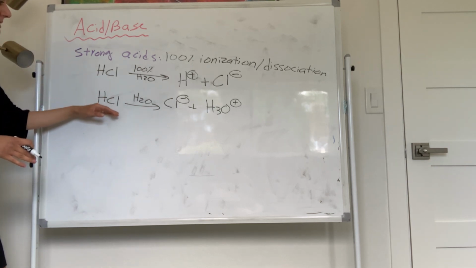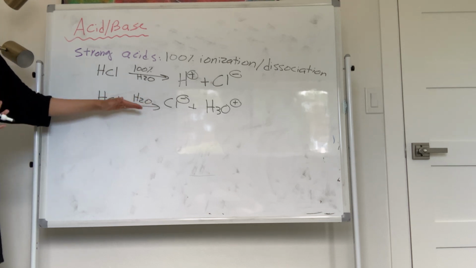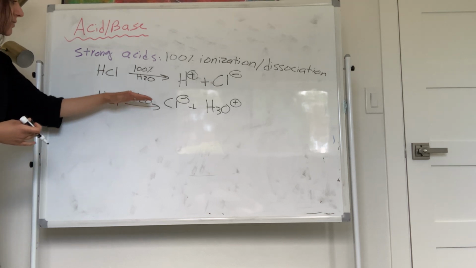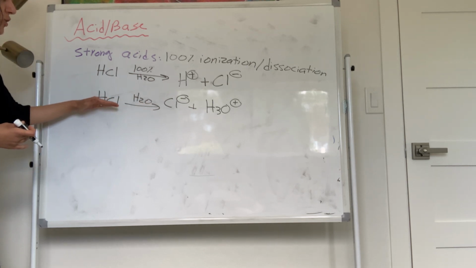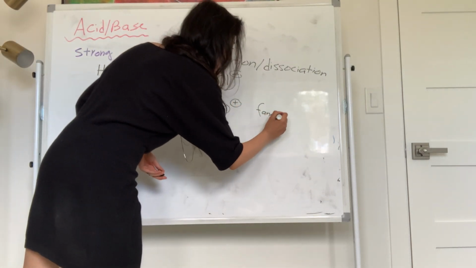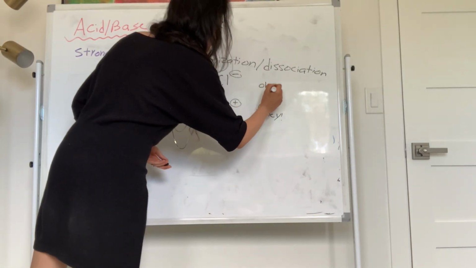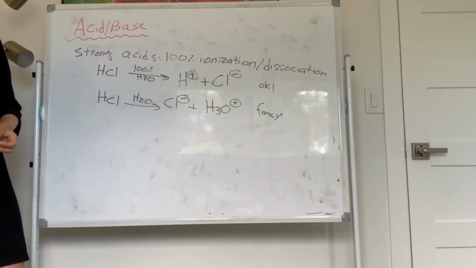So this is my acid. You know that if hydrochloric acid is your acid, water is going to act like a base. So water is going to get a H plus, HCl is going to lose an H plus. Now this is fancy, this is cool. This is okay, but this is fancy. And this is a better way of writing it, because remember what we talked about.